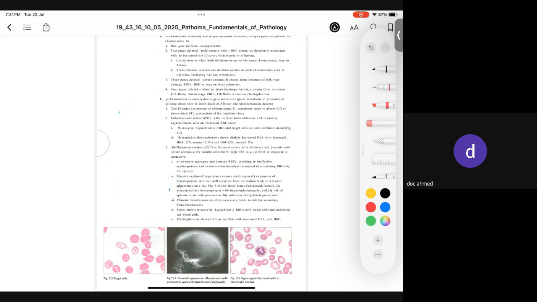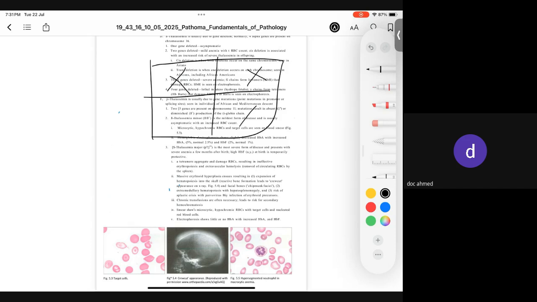So let's just discuss. We were discussing that we have four genes. Let's suppose these were your four genes. If one is deleted, no problem. If two are deleted, little problem. If three are deleted, major problem. But if four are deleted, a big problem.